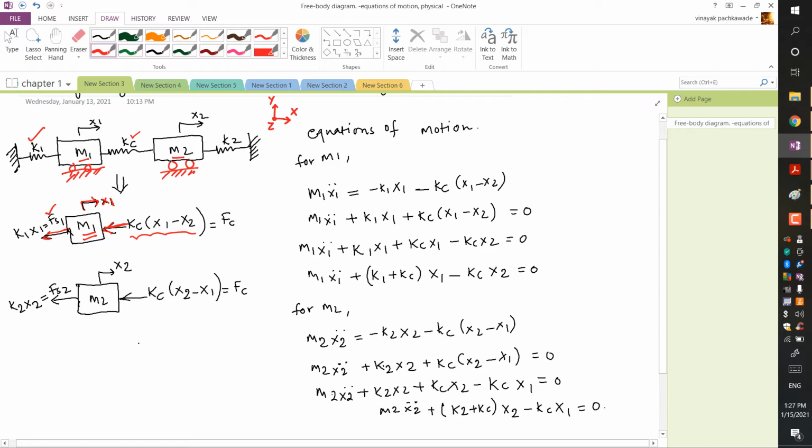So this force is the coupling between the two objects, and it is called the coupling force, let's say Fc. Okay.